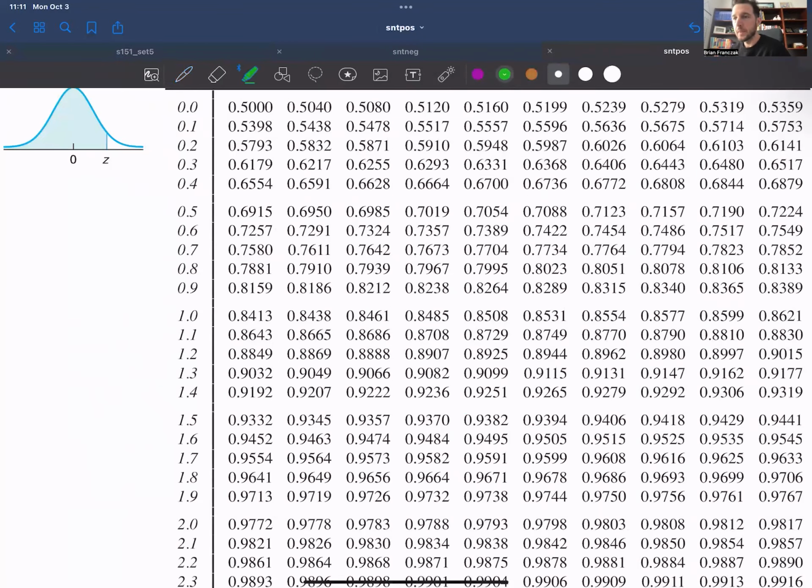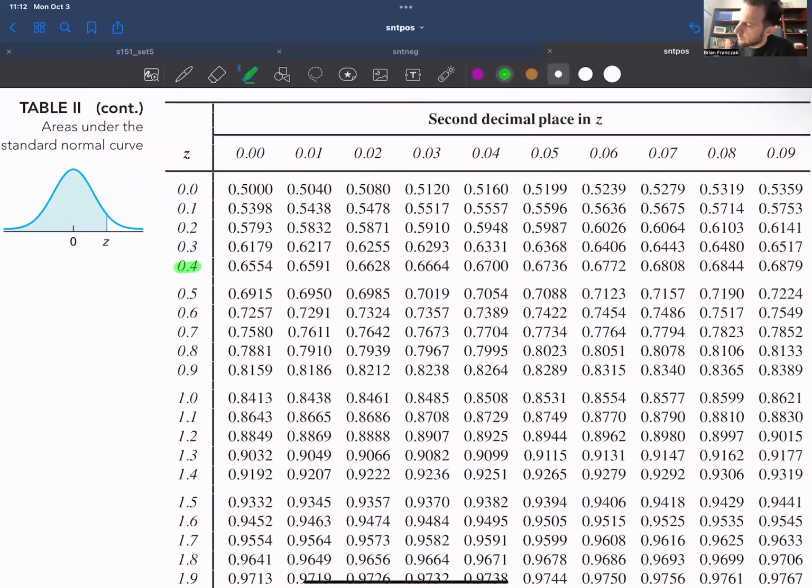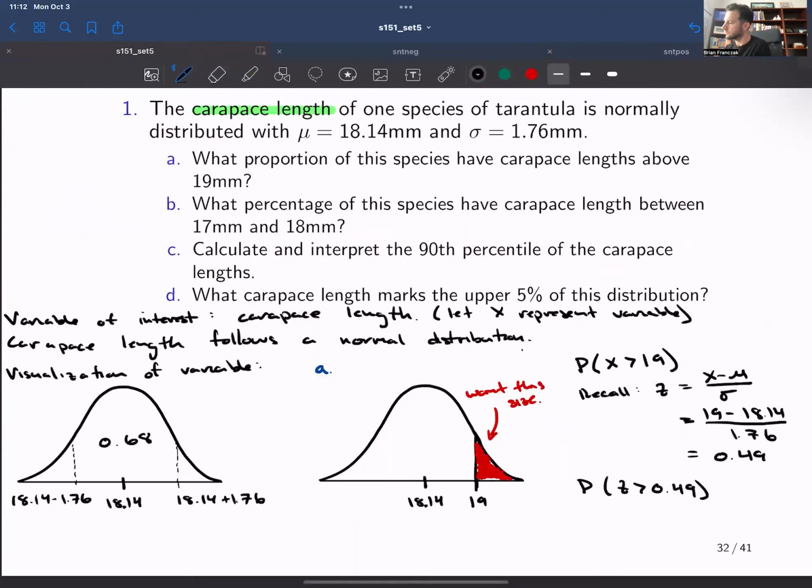So what we do now is we go to our standard normal table. We look up 0.49. Here's z, here's 0.4, here's 0.09. If we intersect those two values, we have 0.6879. This is the probability that z is less than 0.49. We want the probability that z is greater than 0.49, so we just have to subtract this value from 1, and that gives us the answer.